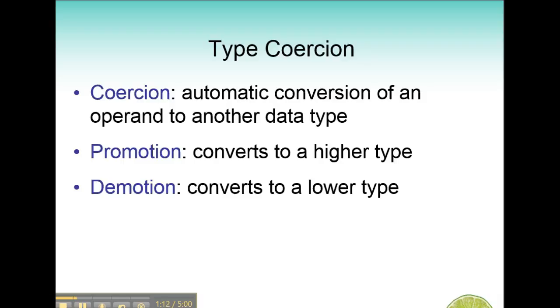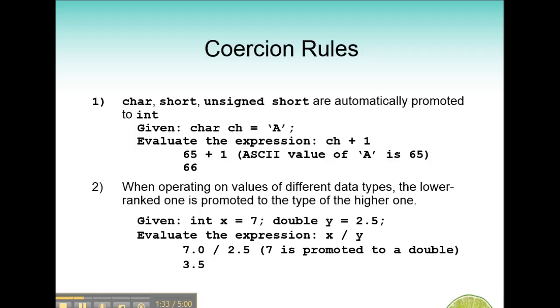So what happens is type coercion. Coercion is when you have an automatic conversion of one operand to another data type, and that means that C++ handles this conversion for you. So promotion is when it'll convert it to a higher type, demotion is when it'll convert it to a lower type. So since this happens automatically, you need to be aware of when this happens.